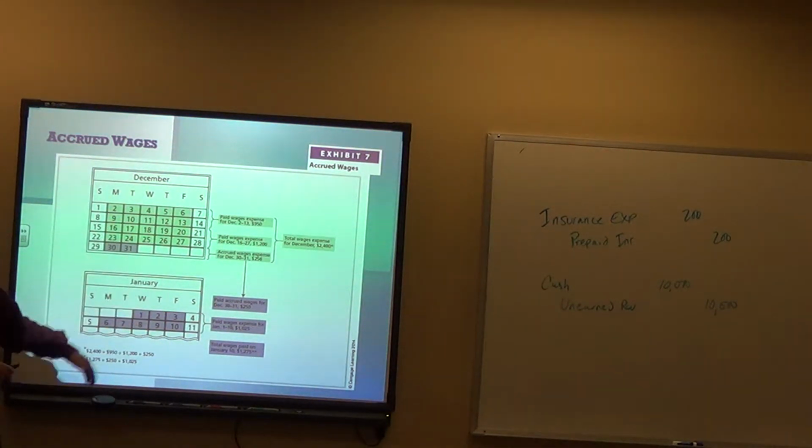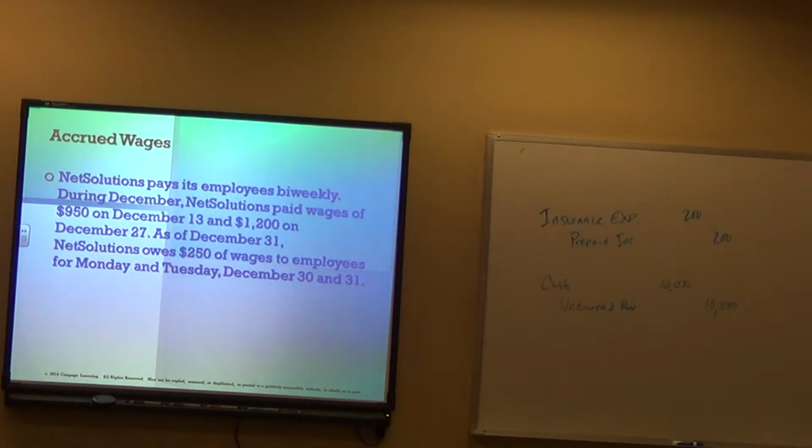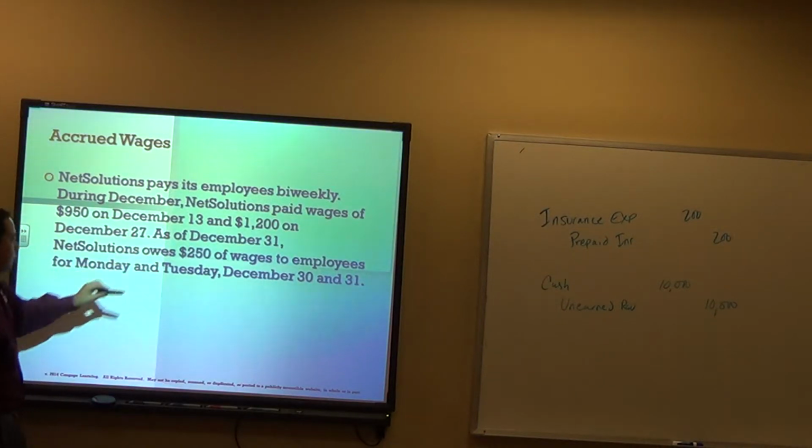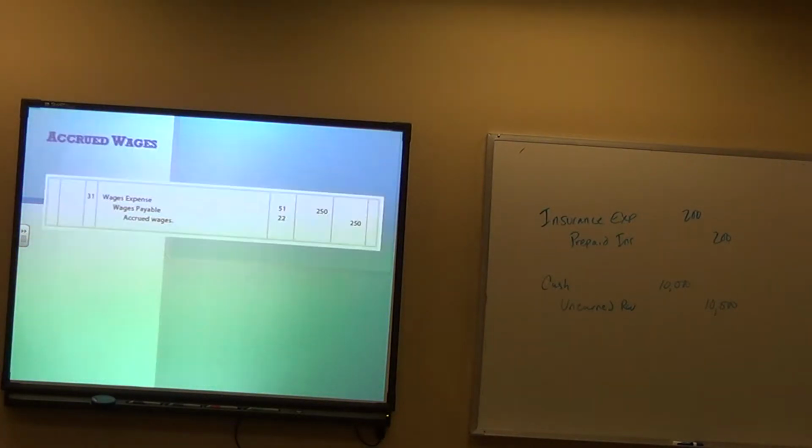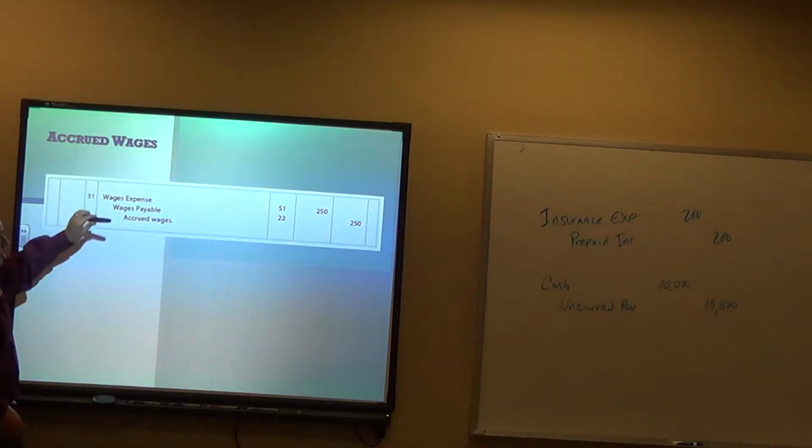And then we have different times when we pay it. So take a look at that. What we have here is that Dissolution pays its employees bi-weekly, so every 2 weeks. During December, Dissolution paid wages of $950 on December 13th and $1,200 on December 27th. And as of the 31st, Solutions owes $250 to employees, for that Monday and Tuesday that I was just showing you. Since we owe that $250, we have an accrued expense there. That accrued expense is basically your wages expense. So we have $250 there, and then we have wages payable $250.